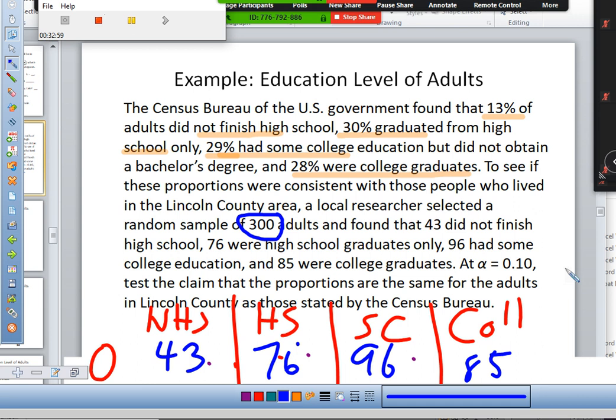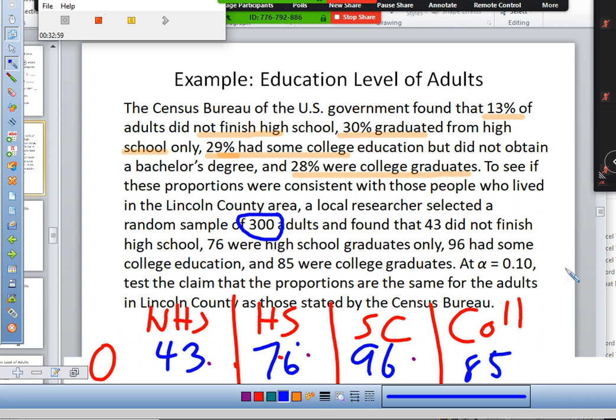The Census Bureau of the U.S. government found that 30% of adults did not finish high school, 30% graduated from high school, only 29% had some college education but did not obtain a bachelor's degree, and 28% were college graduates. These proportions were consistent with those people who lived in the Lincoln County area.